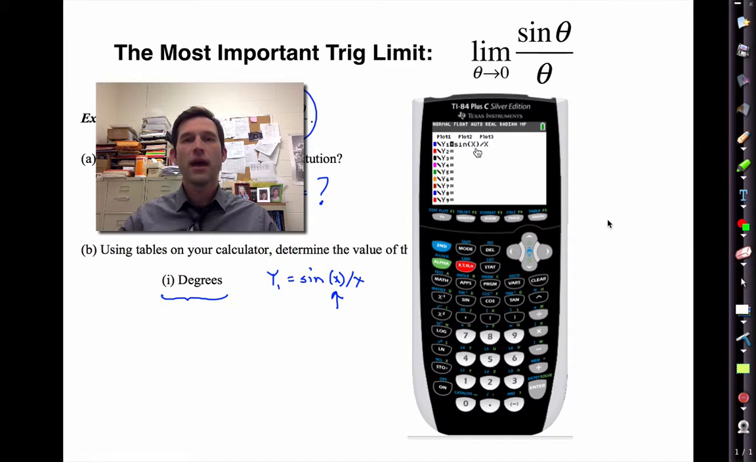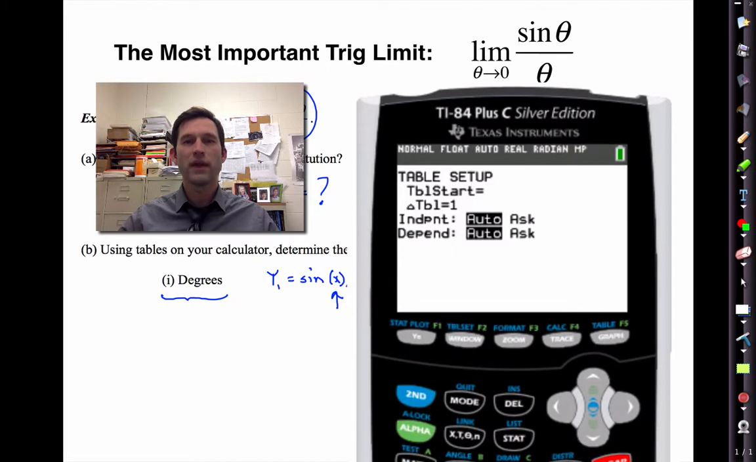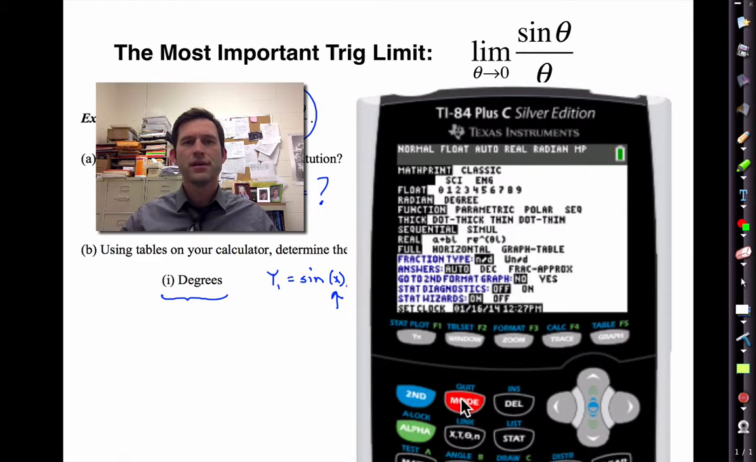Okay. Now what I want to do is examine a table. So I'm going to go into my table setup, right? And I'm going to start my table at a target value of 0. Now I want to get very, very close to 0 from both sides. Okay? So what I'm going to do, oh, I forgot. I got to make sure that I'm in degrees. Hold on for a second. Mode. Put myself in degrees if I'm not already there. And now let's go back into the table setup.